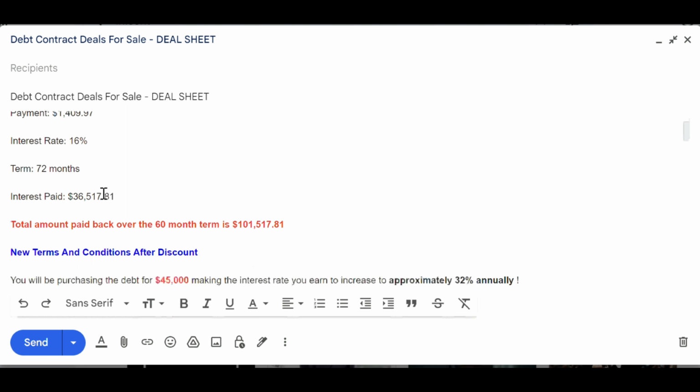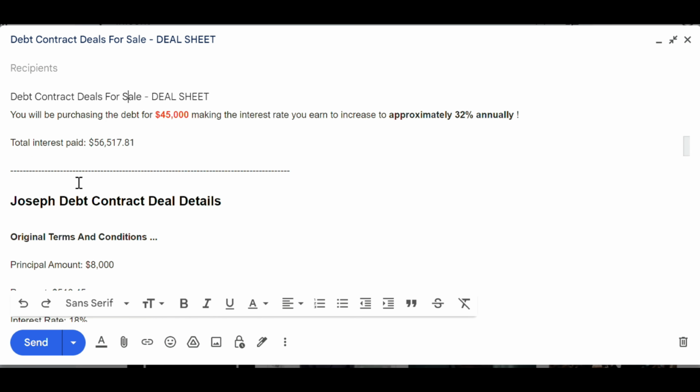We're going to explain to you basically what a deal sheet is, okay? So here we have the debt contract deals for sale deal sheet. And what we have here are different deals that we have to offer, okay? So we've kept it very simple.